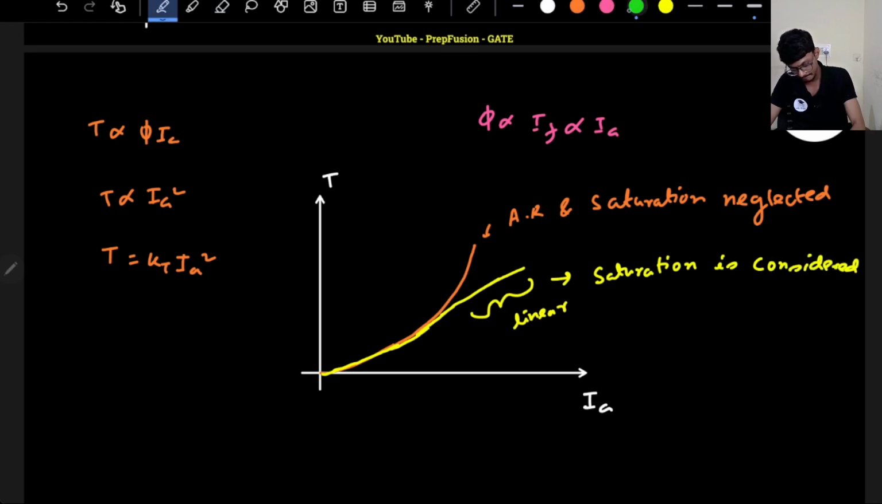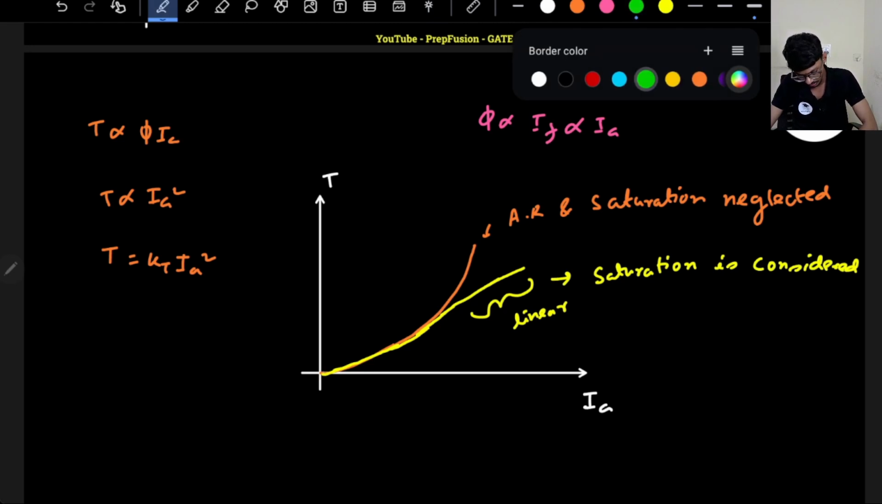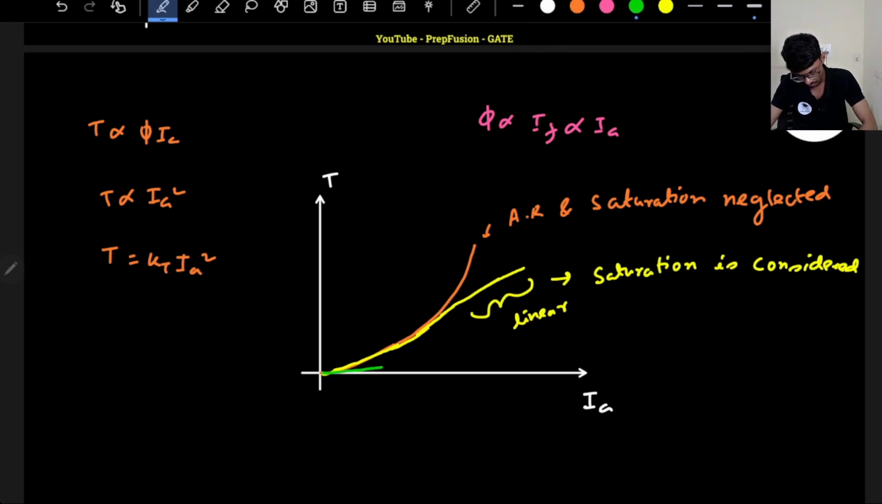And if I consider the armature reaction, then the increase in flux in this region will be far lower, right? So it will not be higher. So the graph will shift downwards, basically the torque increase will shift downwards. So with armature reaction considered, the graph will just shift downward, and then ultimately it will be totally linear. So this is the graph with armature reaction and saturation considered.